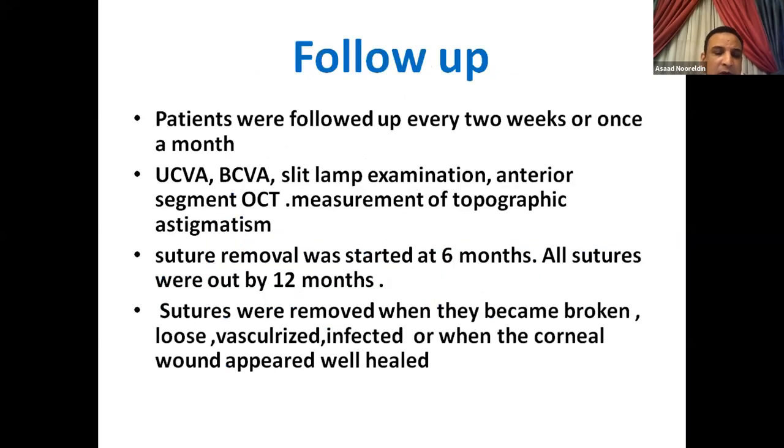Follow-up of the patient is every week for the first month and every month until complete suture removal. At each visit, we do uncorrected visual acuity, best corrected visual acuity, slit lamp examination, anterior segment OCT, and topography with Pentacam to determine the degree of astigmatism. We start suture removal at 6 months, maybe, as Prof. Dr. Mahmoud Ismail said, at 3 months. At 12 months, we can complete suture removal. In the first 3 months, only sutures that are broken, loose, vascularized or infected can be removed. When the corneal wound appears to be healed, we can complete suture removal.